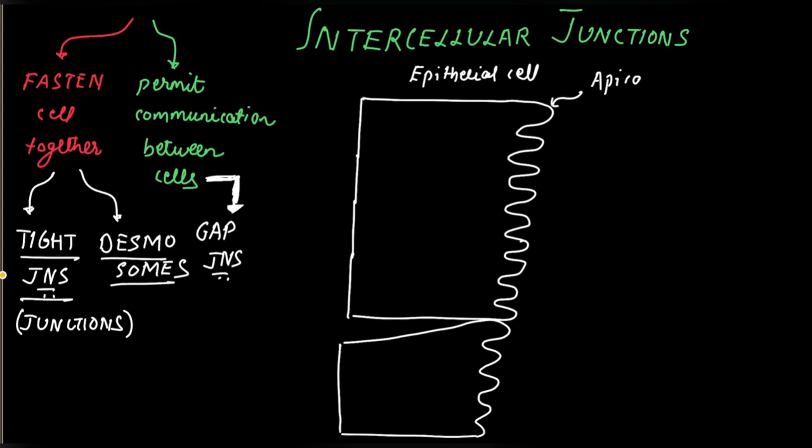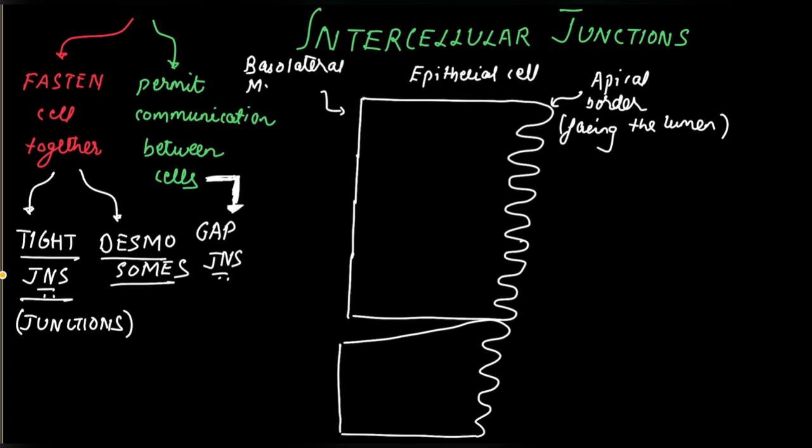It has an apical membrane and a basolateral membrane. The apical membrane is the membrane which faces the lumen, the lumen of the kidney or the lumen of the small intestine. And the basolateral membrane is the membrane facing the blood.